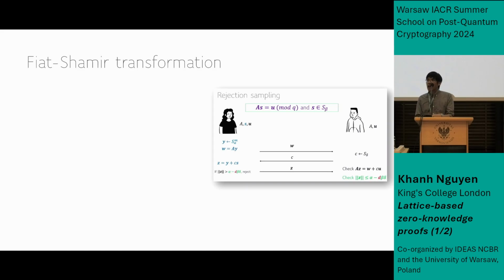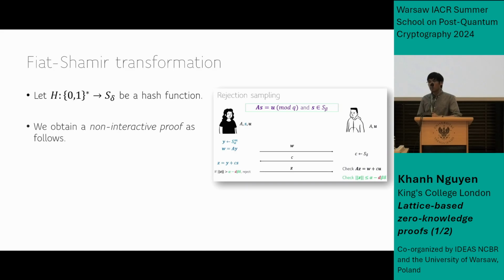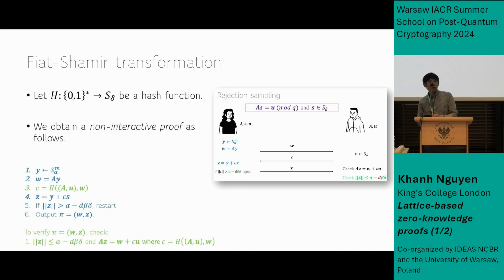And the idea how to make it non-interactive is to simulate the behavior of the verifier. Because C is picked uniformly at random by the verifier, we will use a hash function for this. So what the transformation does is that the prover starts just like in the interactive case. It samples Y, it computes W equal to A times Y.